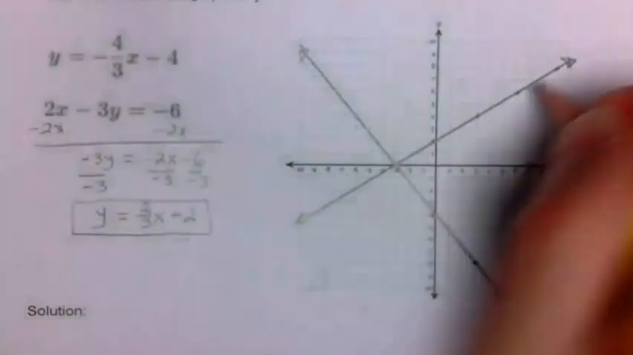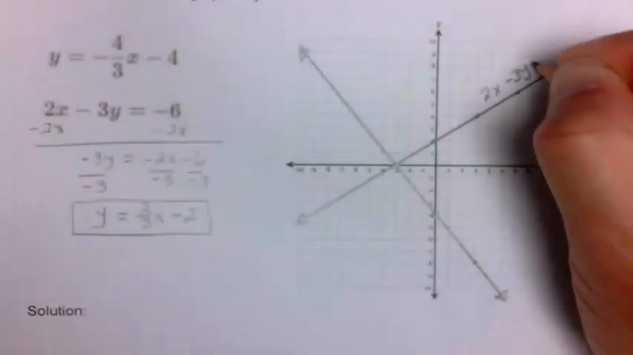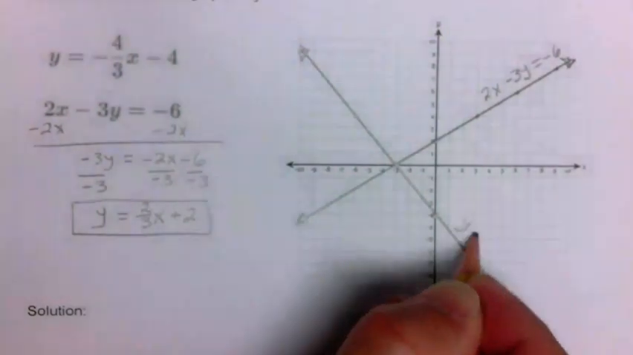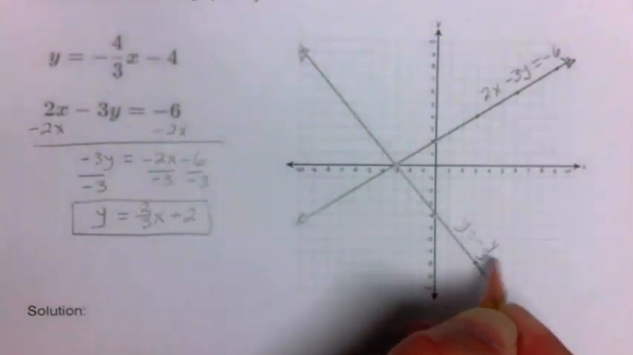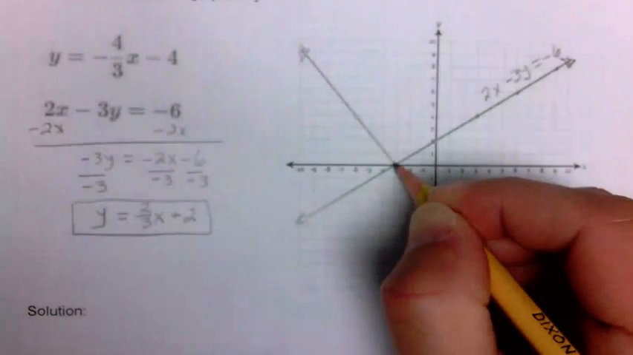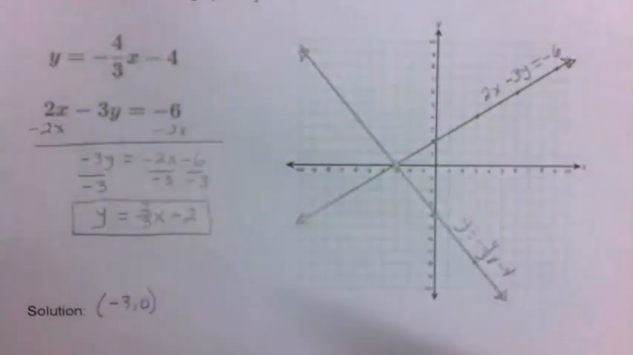This was my second line, which was originally written as 2x minus 3y equals negative 6. And my first line here was y equals negative 4 thirds x minus 4. And just like I thought, there is a point of intersection. It's at this point right here, which is going to be at negative 3, comma 0 for the solution to that system.